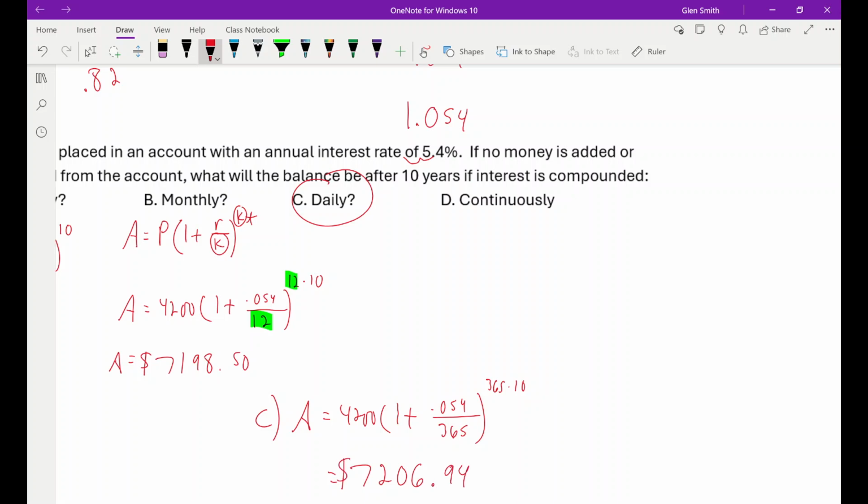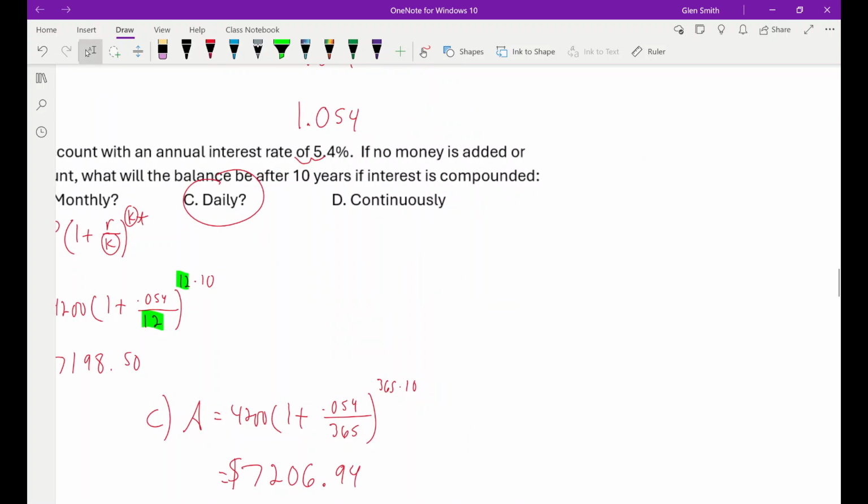Okay, so just a little more than we got when compounded monthly. And if we compound it continuously, this is the only one that has a different formula. That's when we got the e to the RT. So for this, the amount of money is the principal invested times e to the RT. So that's my 4,200 times e. The rate is still 0.054, and the time is 10.